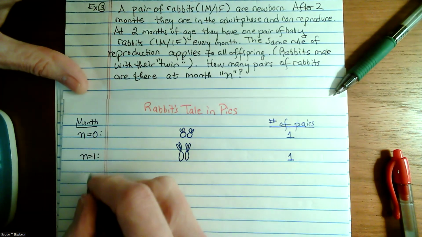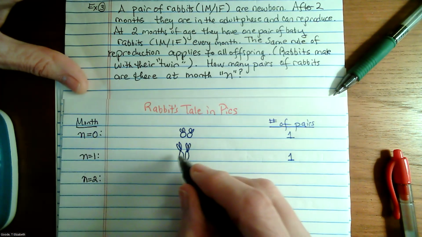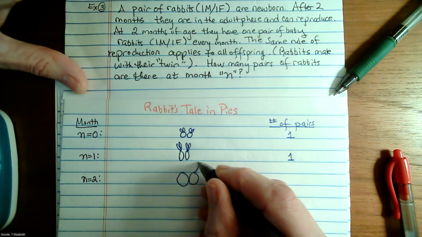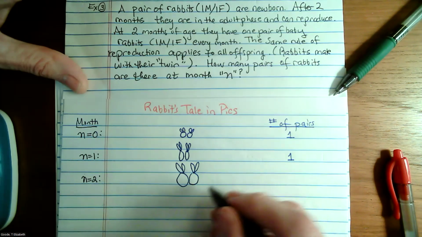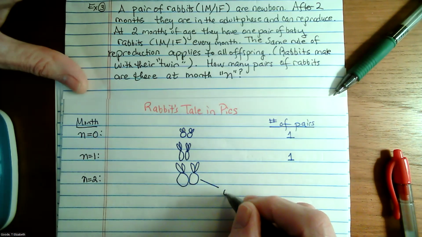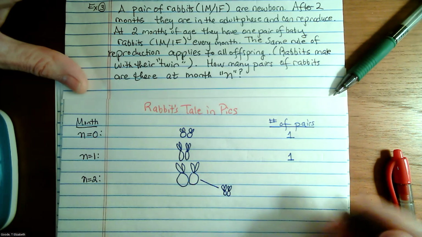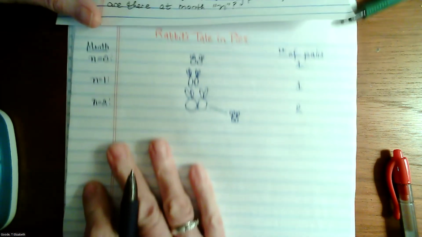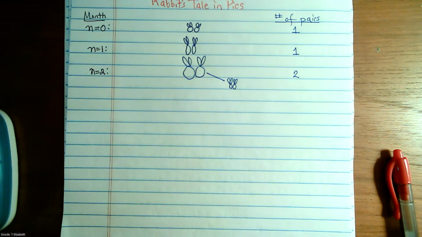All right, let's take a look and see how many pairs we have at month N equals 2. Well, the adolescent rabbits have now grown up into full-grown rabbits. I'll make them kind of grown-up looking. And now they've had their first pair of babies because they're old enough. So we have 2 pairs of rabbits. Everybody with me? How many pairs are there at N equals 3, folks?